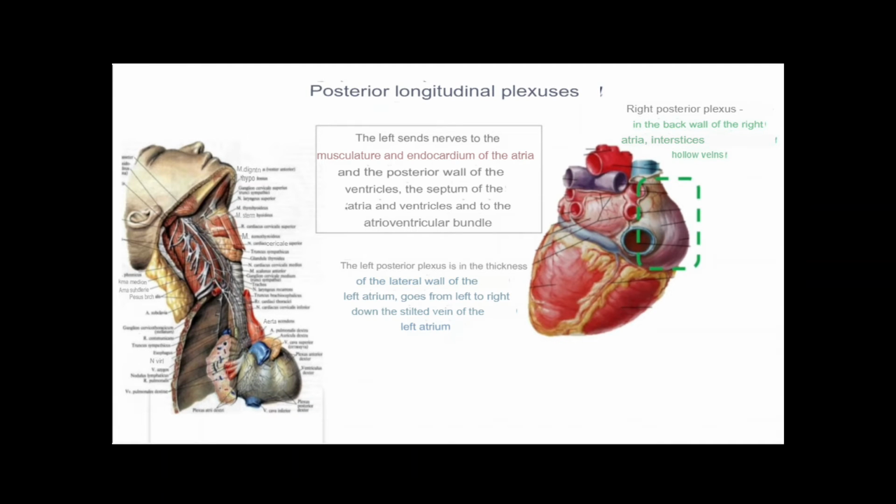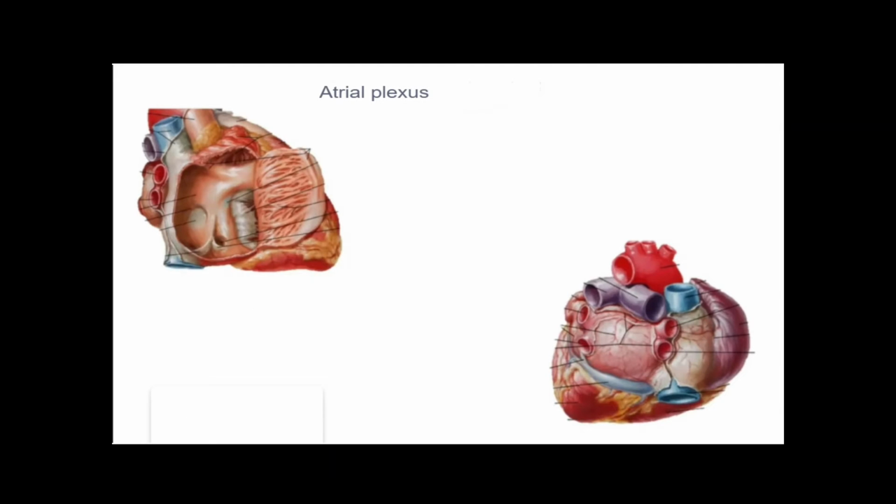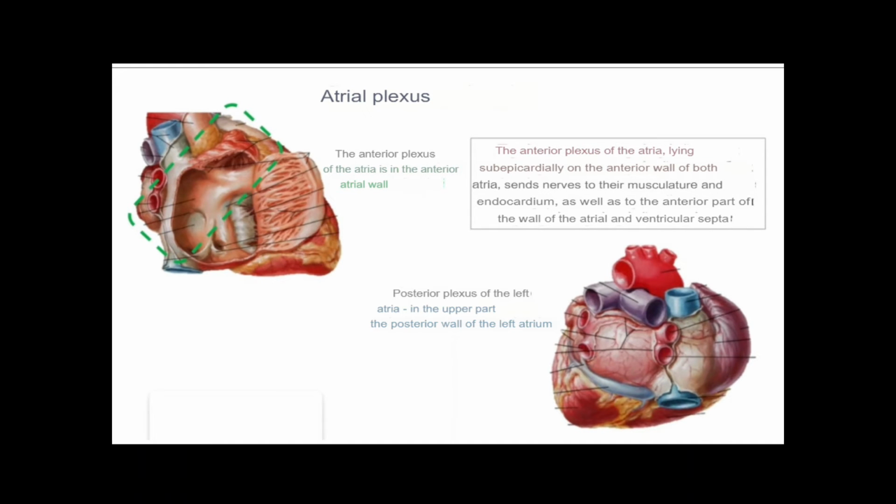The left posterior plexus is in the thickness of the lateral wall of the left atrium and goes from left to right down along the oblique vein of the left atrium. From it the atrioventricular node and atrioventricular bundle of the cardiac conduction system are innervated. The anterior plexus of the atria lies subepicardially on the anterior wall of both atria and sends nerves to their musculature and endocardium, as well as to the anterior part of the wall of the atria and septa of the ventricles. The posterior plexus of the left atrium is in the upper part of the posterior wall of the left atrium and sends nerves to the adjacent wall of this atrium.